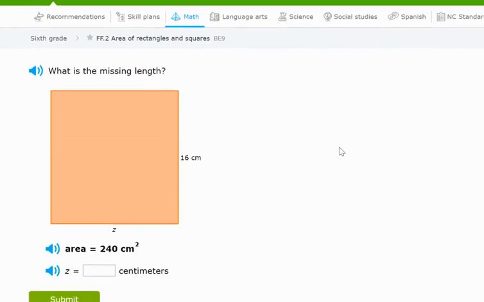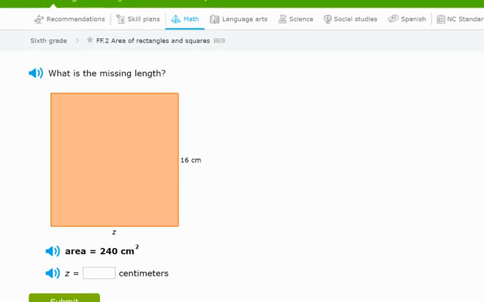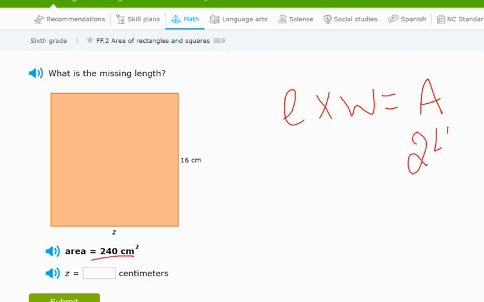And the next question asks a little bit differently. It says, what's the missing length? So if I have length times width is equal to area, we know that the area is 240 centimeters squared. And my length is going to be 16. So now I have to say, what is the width? And I don't know that.